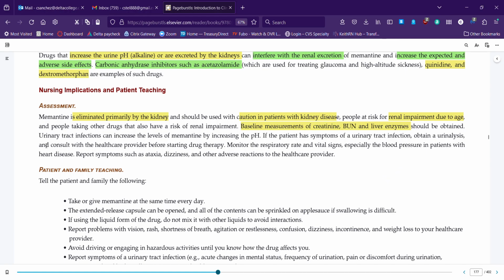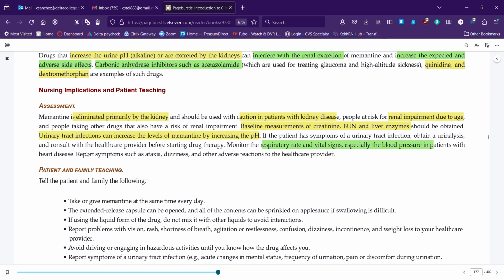So we want to get baseline measurements of their creatinine, their BUN, and their liver enzymes. Again, if we don't have a baseline, then it's very hard to compare anything. Also, urinary tract infections can increase the level of memantine by increasing the pH level. And then if patients show signs of UTI, we want to obtain that urinalysis or that UA, and then we want to consult the healthcare provider before starting any drug therapy.